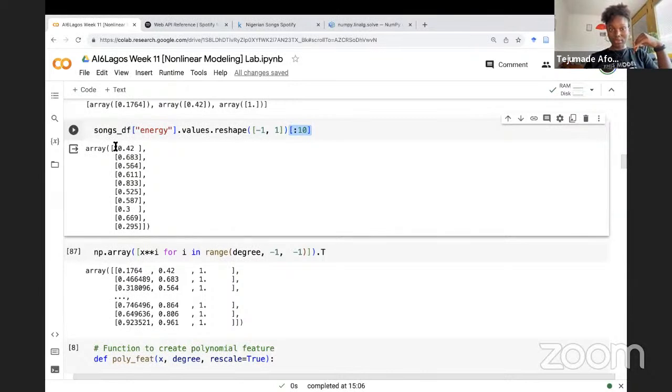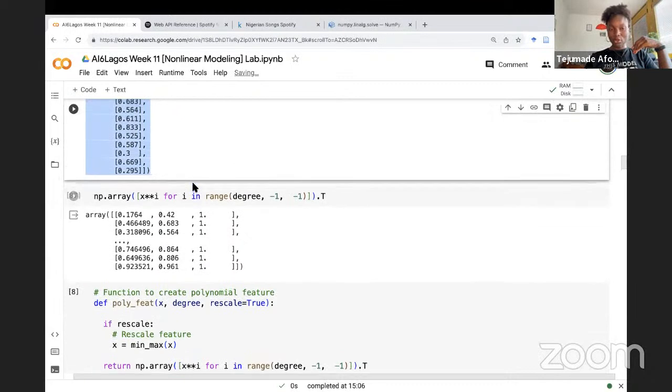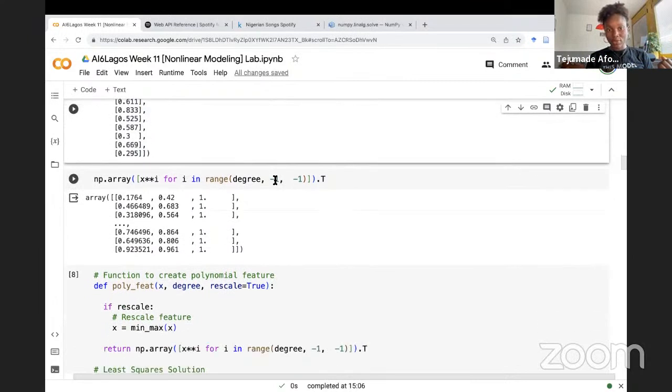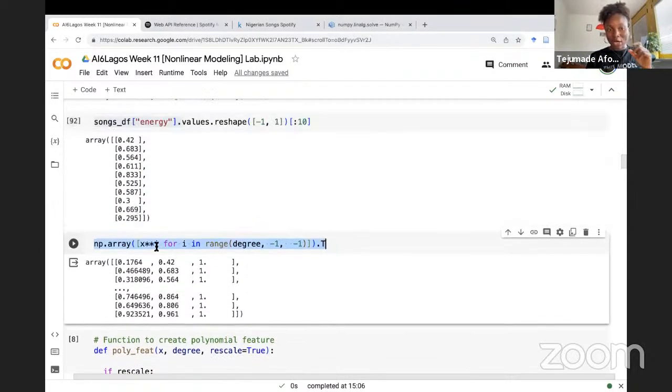There are more rows, there are over 500 rows. I'm just showing the first 10. So you want to create polynomial features of this energy column, right? This is what we are trying to do. So to do that, we ran this code, and now we would have 2 features instead of 1.